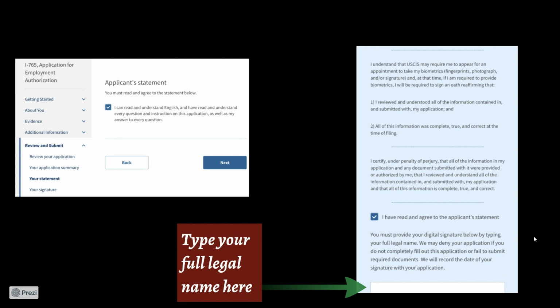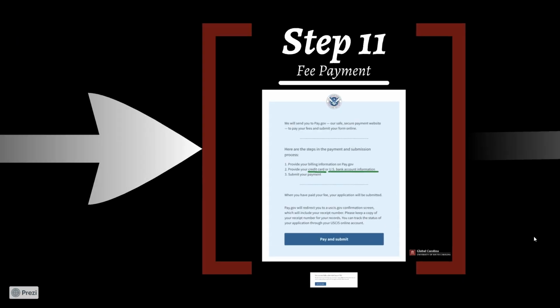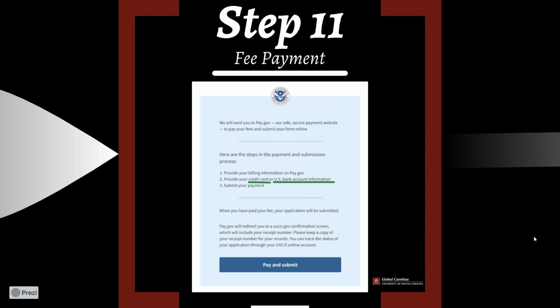For the last steps, you must agree to the applicant statement. Select and check the box and then click Next. Then you must certify the documents and information are accurate by electronically signing the form. Type your full name into the box provided. After signing the form, the next page will serve as a reminder that you must pay the application fee. If you are absolutely certain that all information is correct and accurate, click Pay and Submit.